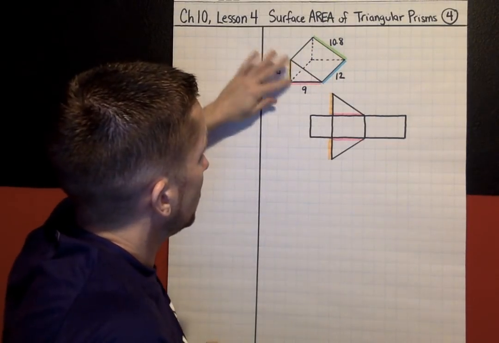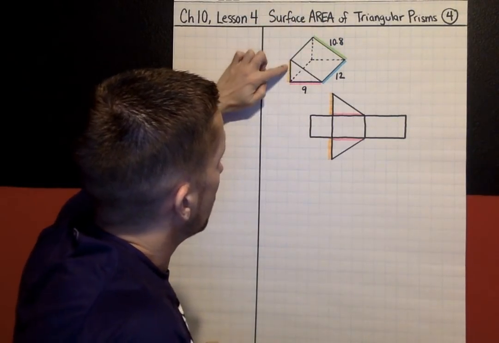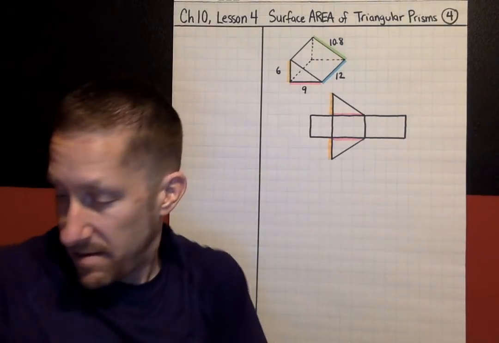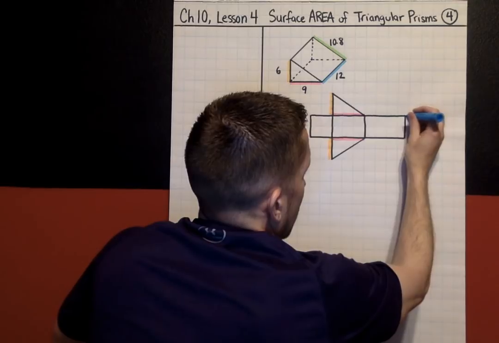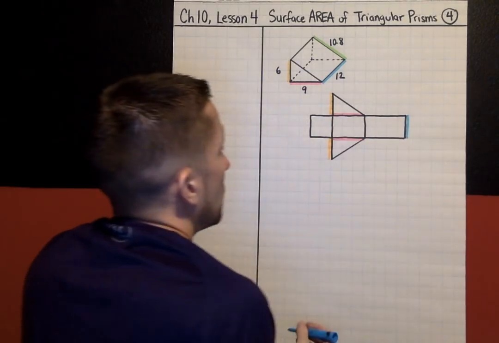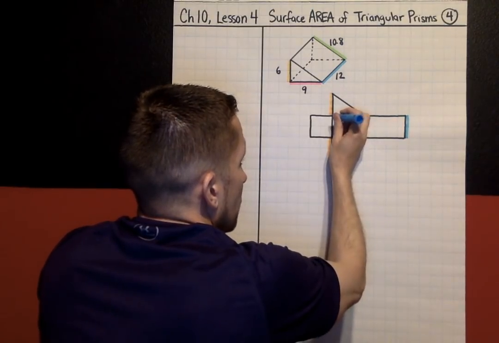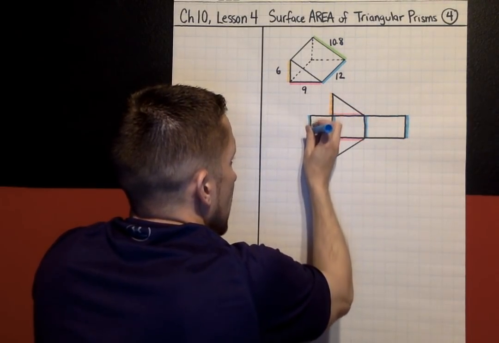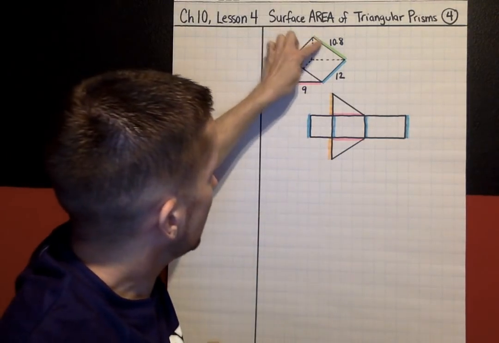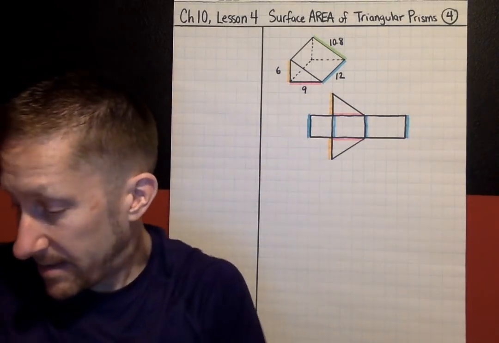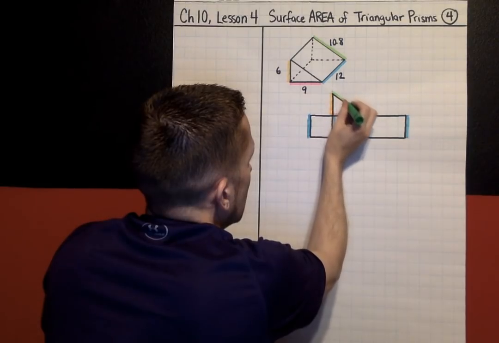Now, how about the 12? Imagine if I unfold that. The 12 is actually going to be this line. So this line would be the 12 if I were to unfold that. That's the 12. And that's the same line as this line. All of these are 12s. It's the same line all the way across. And finally, the slanted line, that's this line, that's the 10.8.